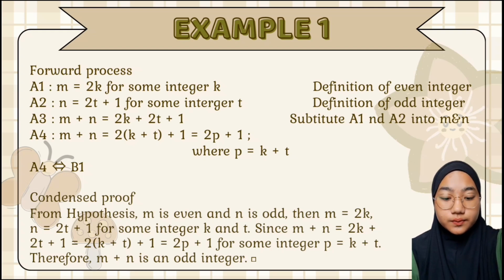For condensed proof, we know from the hypothesis m is even and n is odd. Then m equal to 2k and n equal to 2t plus 1 for some integer k and t. So m plus n equal to 2k plus 2t plus 1, and we simplify it to become 2p plus 1 for some integer p, which is p equal to k plus t. And then we can prove that m plus n is an odd integer because of 2p plus 1.